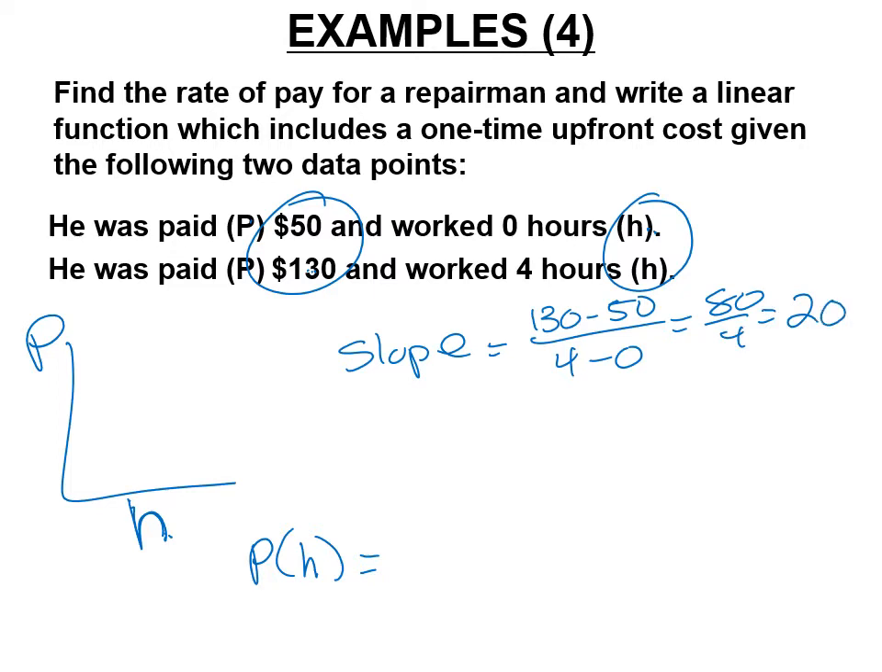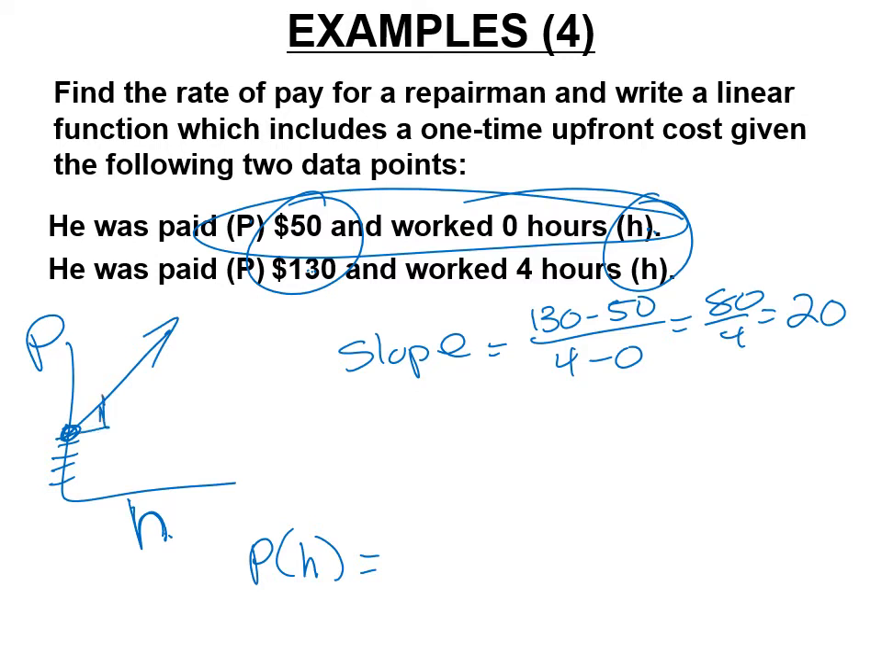He's getting $20 per hour. We already know the y-intercept. It's 0, 50. It's right there. And he's getting paid $20 per hour. That means for every hour he gets paid $20. So it's P of h equals 20h plus 50.